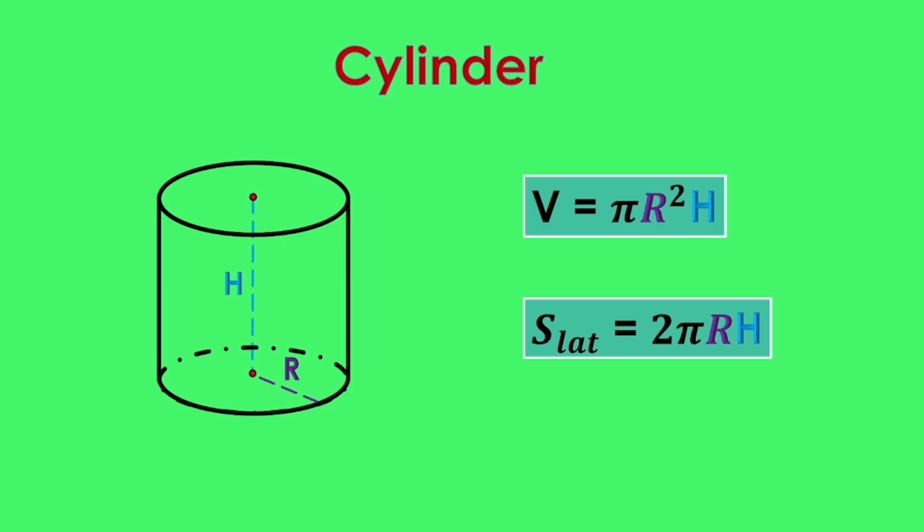The lateral surface area of a cylinder is equal to the product of the circumference of the base and the height of the cylinder. According to the formula, this is written as S lateral equals 2 pi rh, where r is the radius of the cylinder, h is its height.